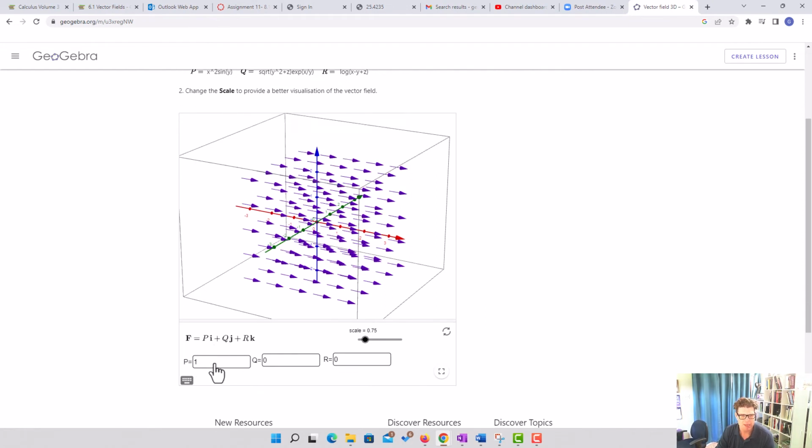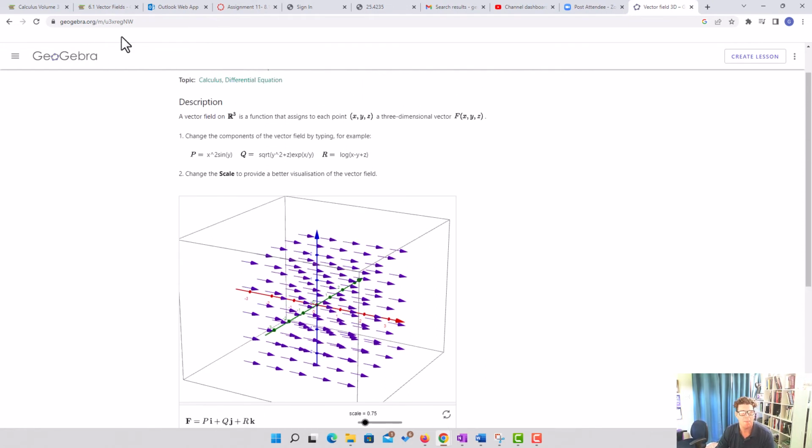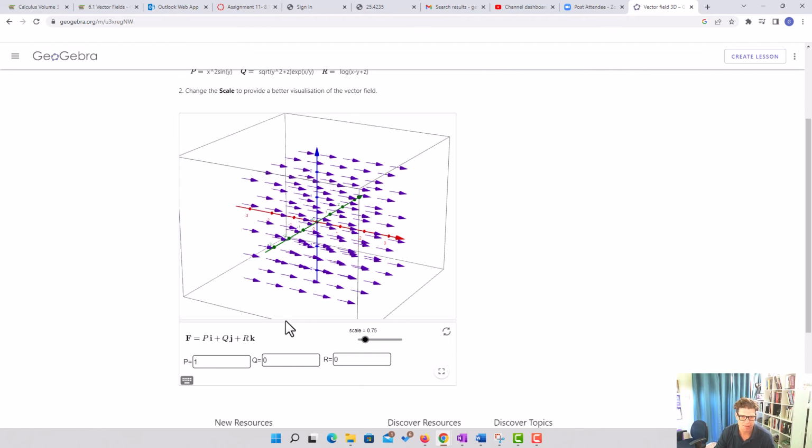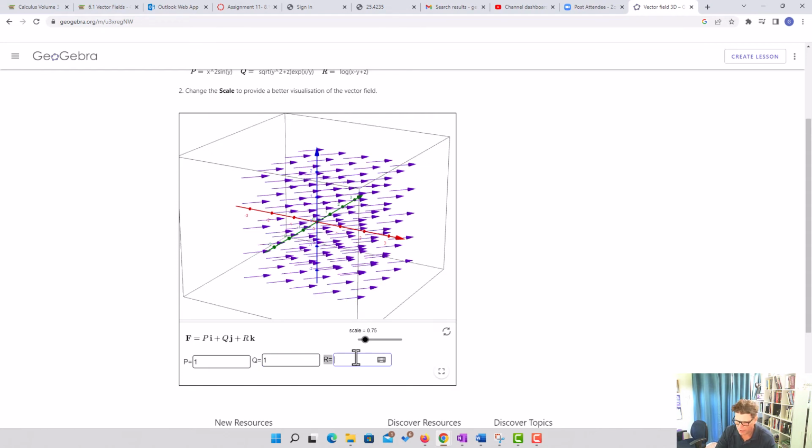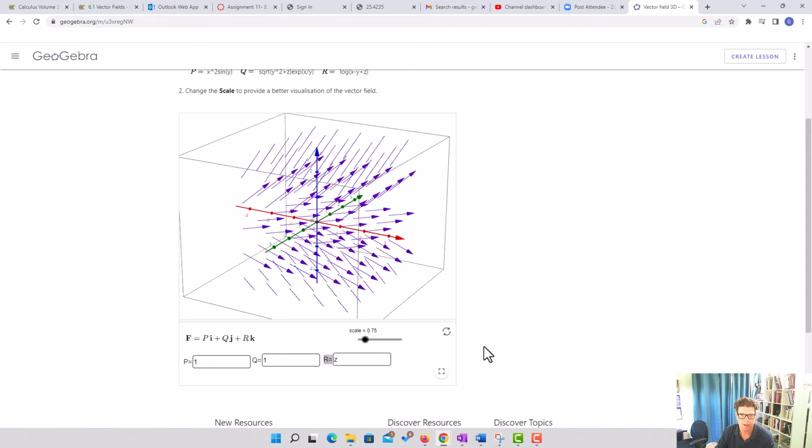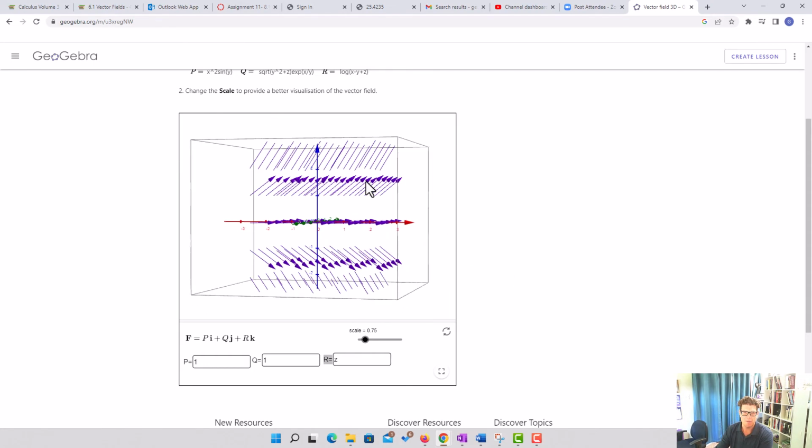And you'll notice we've got P, Q, and R, and all I did here was plug it into Google. I said, okay, Google, I need a 3D vector field, and they said, all right, we'll take care of that for you. You can find 2D ones as well in case you want to look at it. So you've got 1, 1, and then R is going to equal z, okay? And so what you can see now is here's our vector field, and we can move it around.